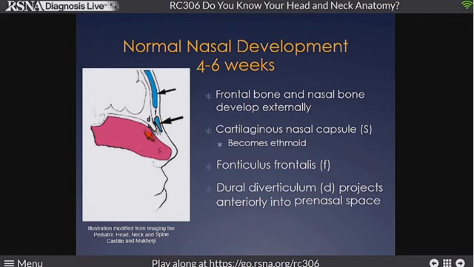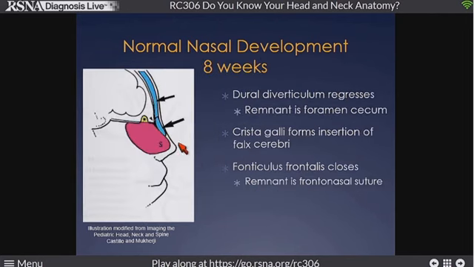So S here represents the nasal capsule. That's going to become all of our ethmoid development. So that dural diverticulum peeks down. It's down there for a short period of time. And at 8 weeks, it pulls back. And it does a couple of things as it pulls back. It takes a little bit of bone with it. That's going to become the crista galli. It's going to leave a small bony defect. And that's going to be our foramen cecum, again behind our now fused frontal and nasal bone and our ethmoid bone. So that's very important in development.